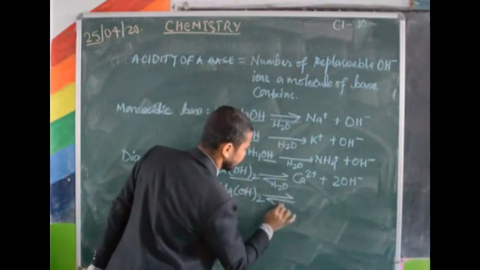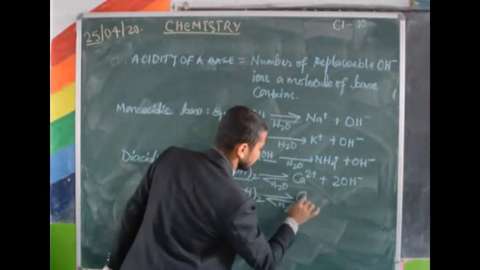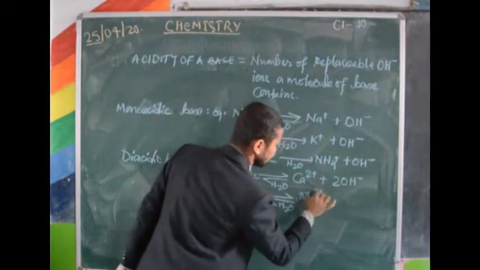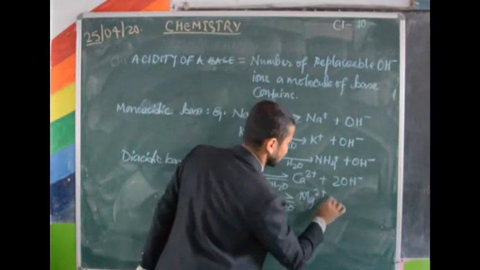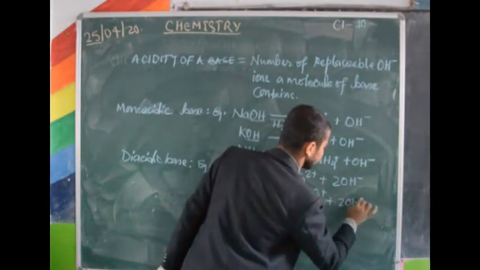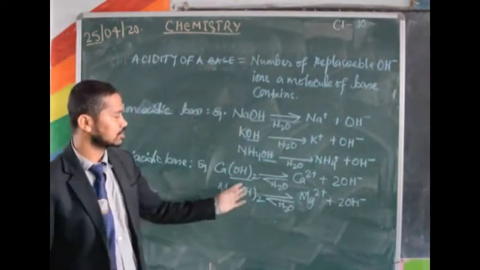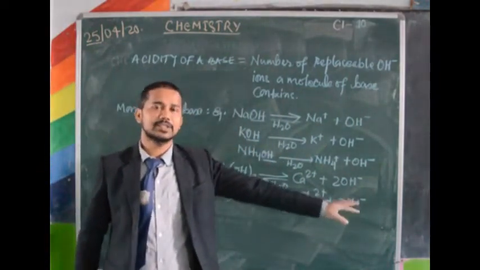Then magnesium hydroxide in water again gives Mg2+ and 2OH-. Here also, magnesium hydroxide is a diacidic base.